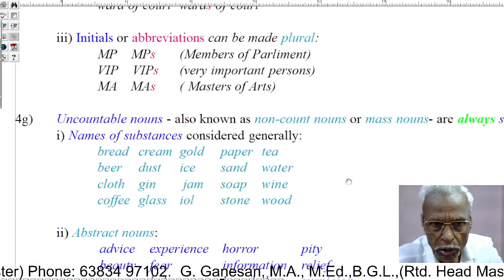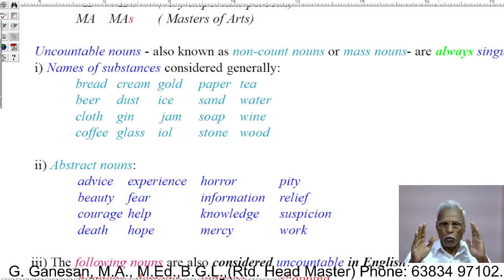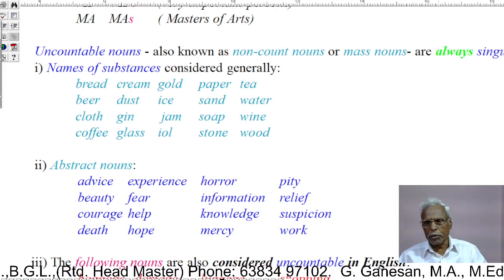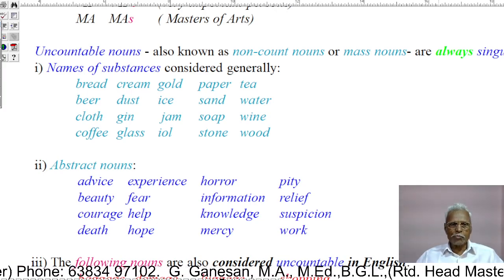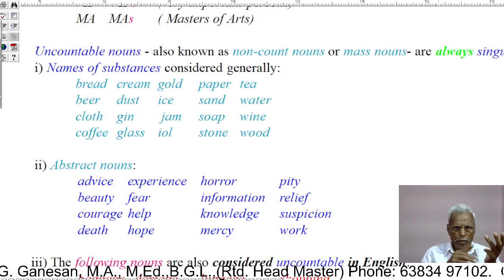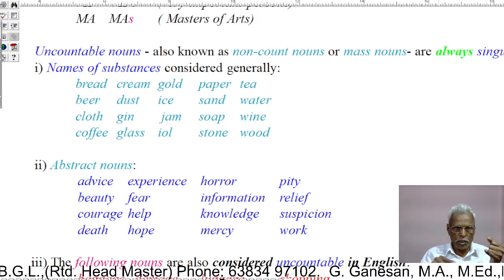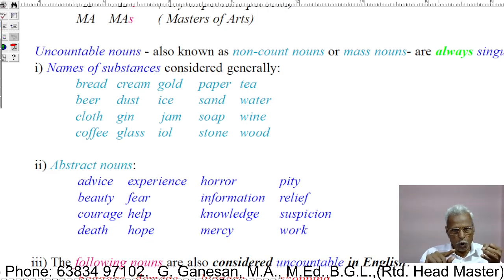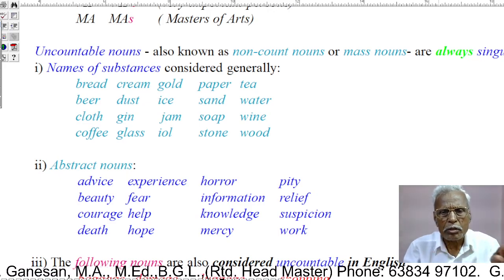Then we are coming to uncountable nouns, also known as non-count nouns or mass nouns. Uncountable nouns are always singular. They cannot be counted, so they are always treated as singular. Some examples: names of substances considered generally are singular. Bread, gold, paper, tea, dust, ice, sand, water, cloth, gin, jam, soap, wine, coffee, glass, oil, stone. These are uncountable nouns, so they are treated as singular.